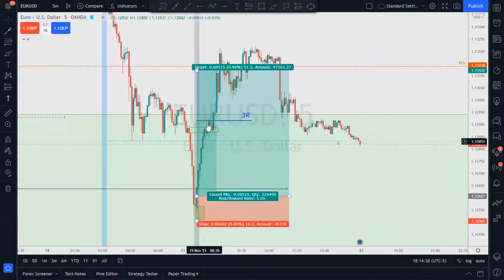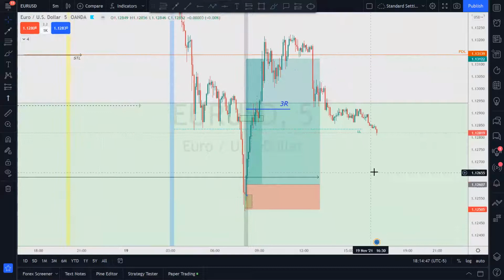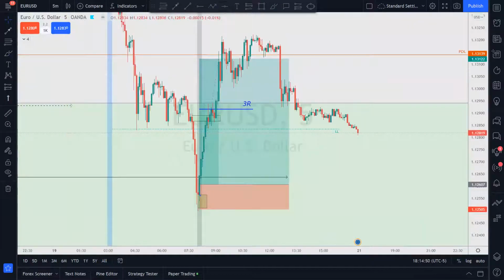All right. And that's what I did. I followed the liquidity and I put my final TP here. I took 3R here and let the rest run. And that's it. That's my breakdown.